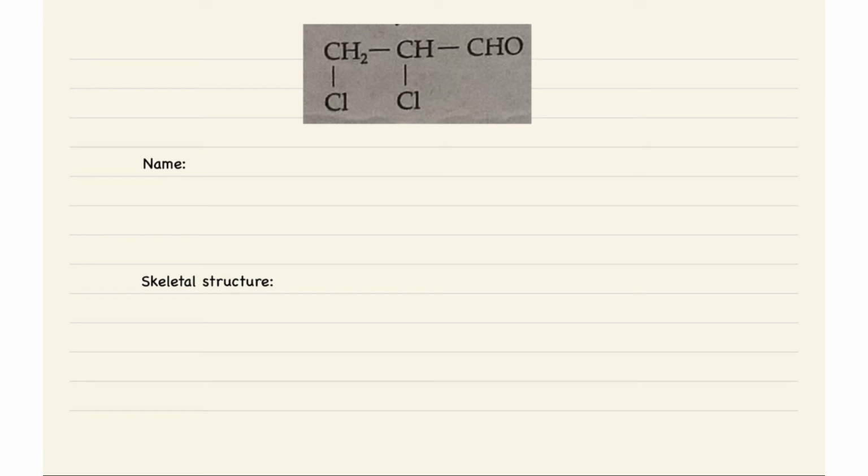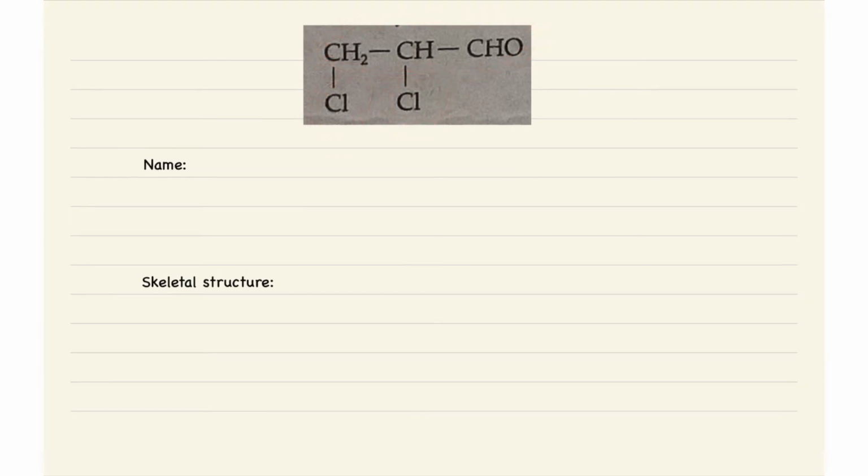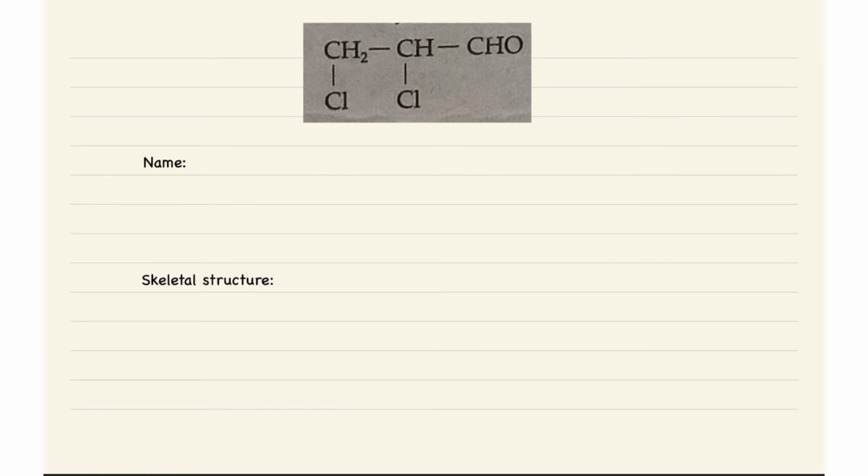How about this? We have here other derivatives, other elements. So we have chlorine, chlorine. So ibig sabihin, this will become our parent chain. So ang parent chain natin consists of 3 carbon atoms. So that's propanal.